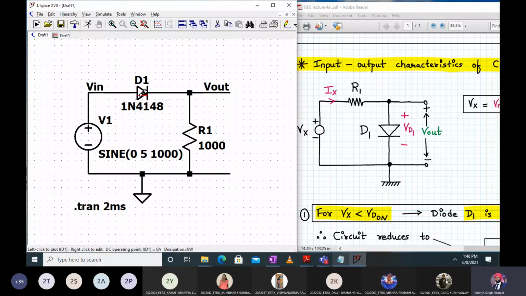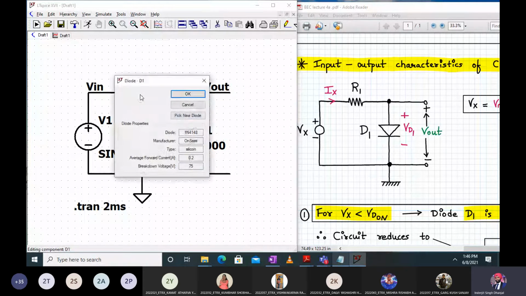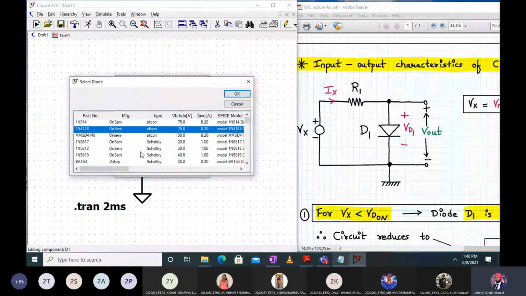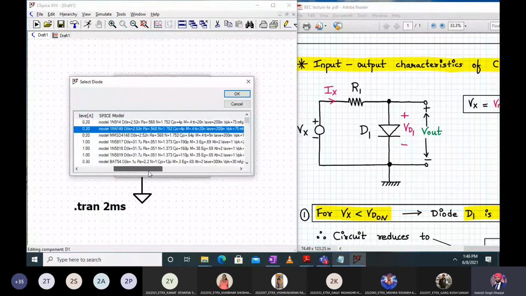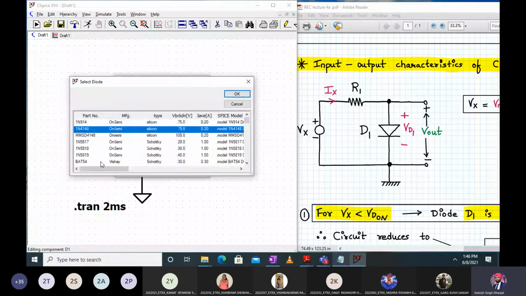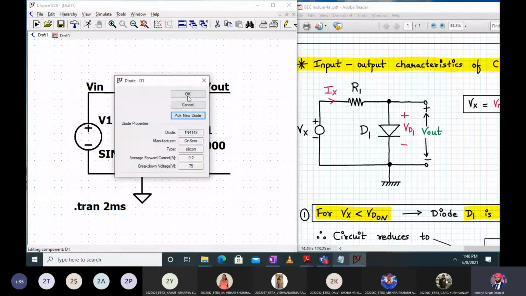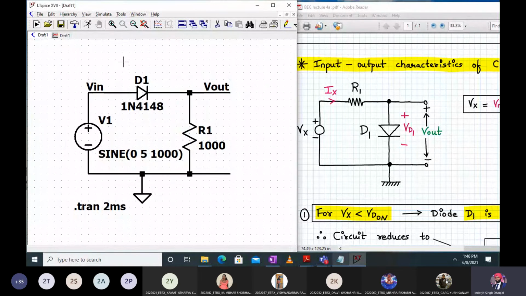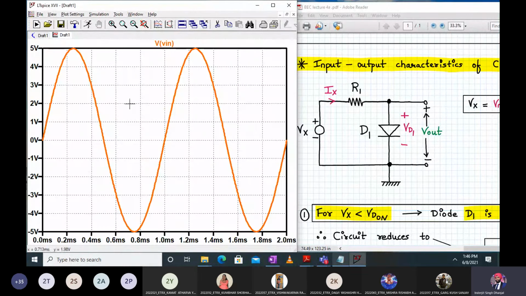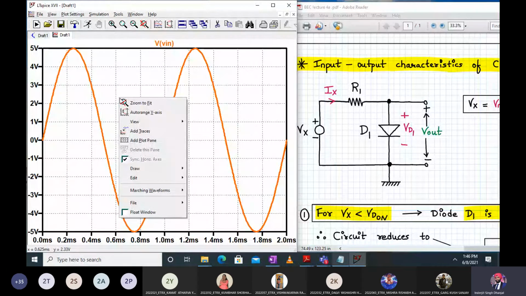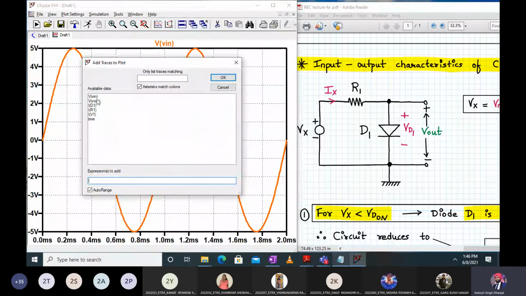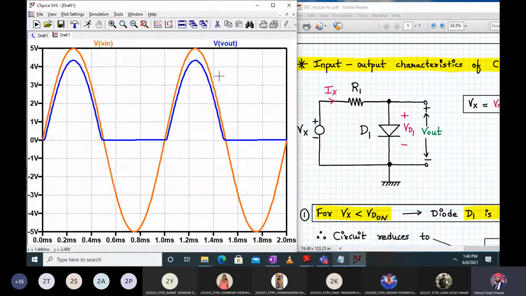Basically, the turn on voltage of this silicon diode might not be exactly equal to 0.7, it might be slightly lesser. So we have to take that into consideration. Now I am plotting the output. So I'll right click over here, click on add trace, and click on the output.